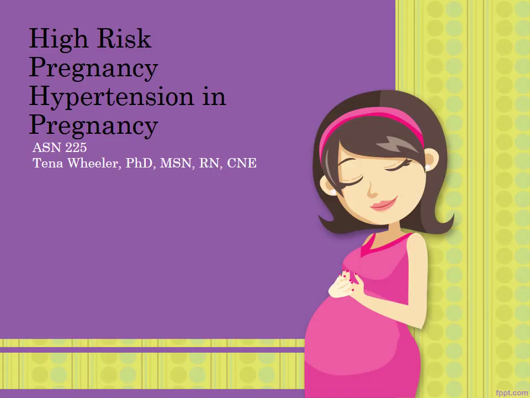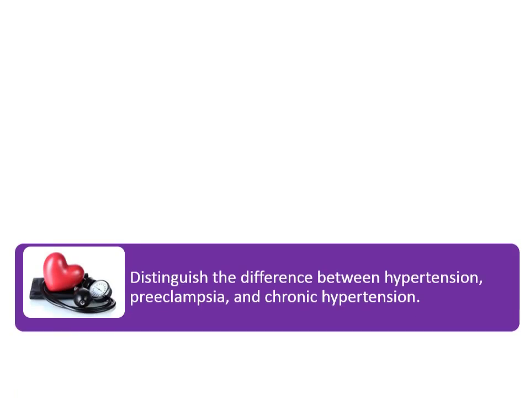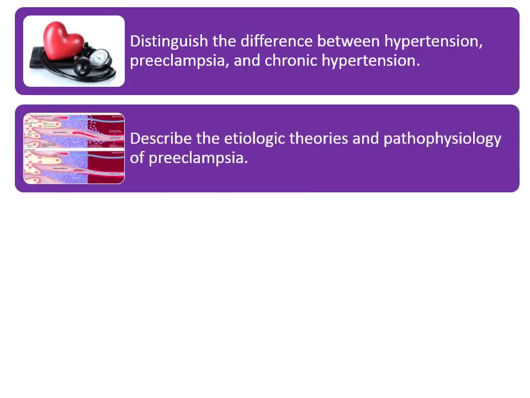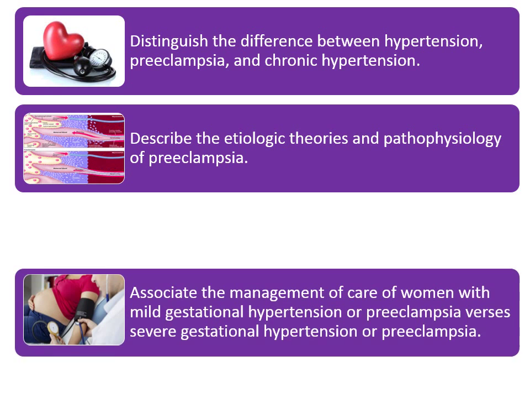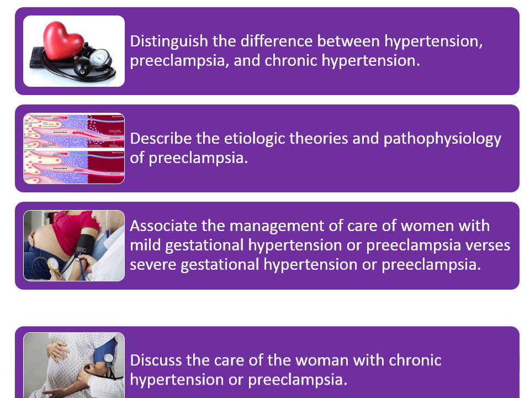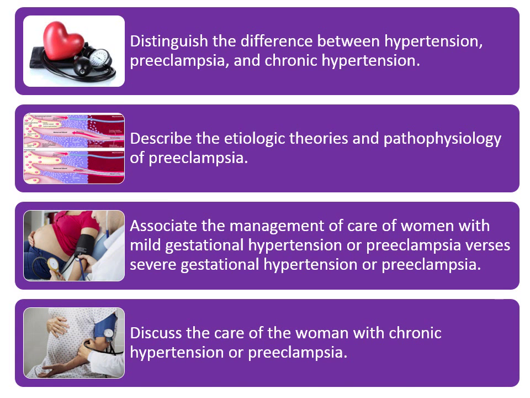In this lesson, we will cover the concepts associated with hypertension in pregnancy. The objectives of this lesson include: distinguish the difference between hypertension, preeclampsia, and chronic hypertension, describe the etiologic theories and pathophysiology of preeclampsia, associate the management of care of women with mild gestational hypertension or preeclampsia versus severe gestational hypertension or preeclampsia, and discuss the care of the woman with chronic hypertension or preeclampsia.